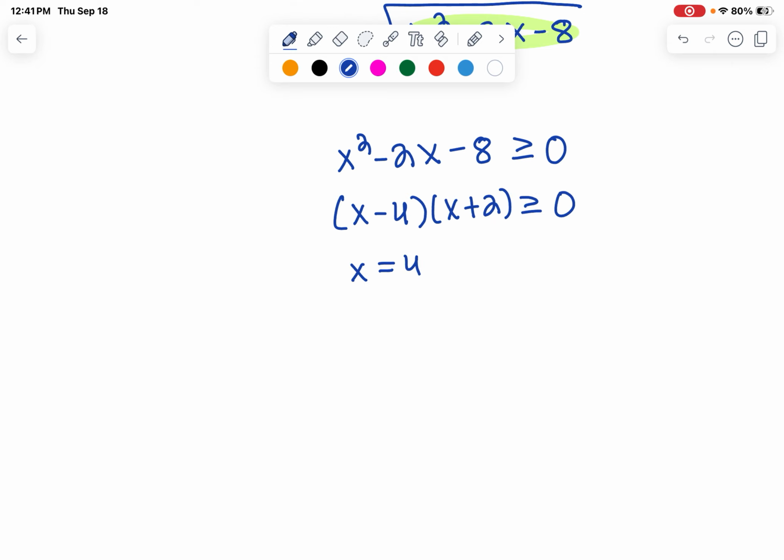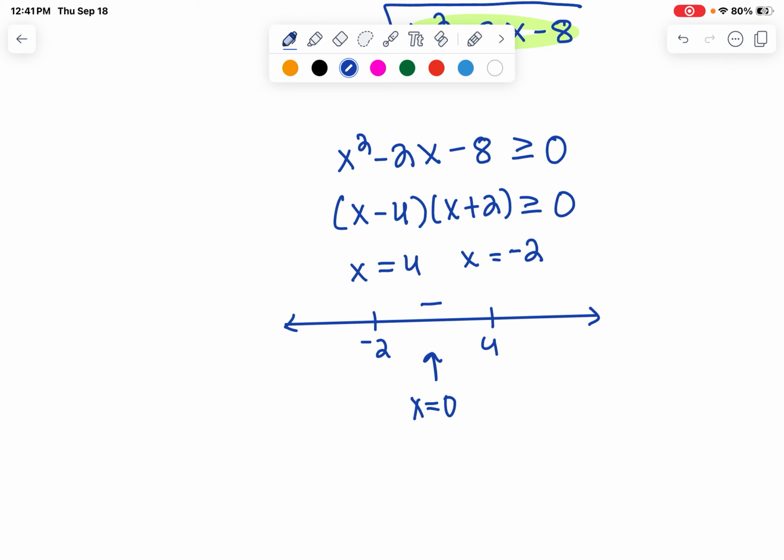Critical values, 4 and negative 2. Put them on a number line. Negative 2 comes first, then 4. Pick a value anywhere. You know what I'm picking. And 0 doesn't always fall in the middle. It just so happens where every factor that I've had. All right, negative times a positive is a negative.